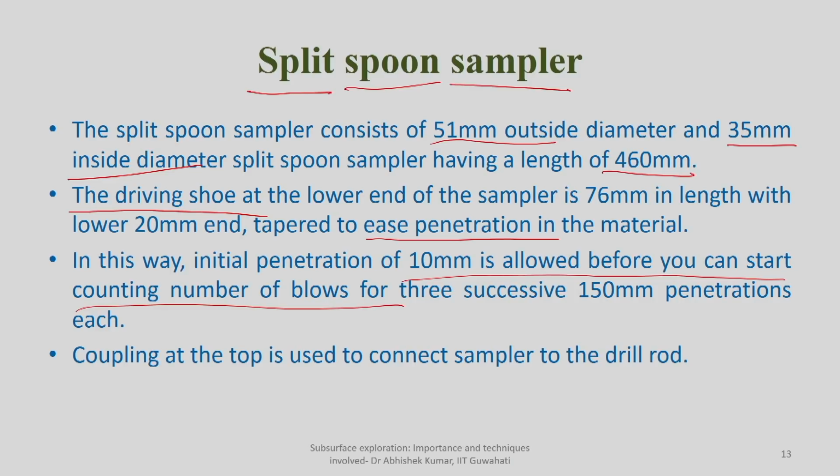Then you start counting the number of blows required to drive the sampler to a certain depth in 3 segments of 150 mm each. After the first 10 mm, where you do not count blows, you start pushing the sampler under the impact load. Once it reaches 150 mm penetration from the head of the driving shoe, you count how many blows you imparted for this 150 mm, and then do it for another 150 mm and another 150 mm. That gives you 3 readings, N1, N2, N3.